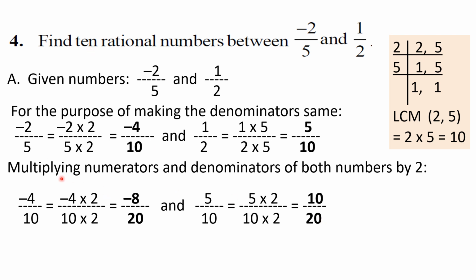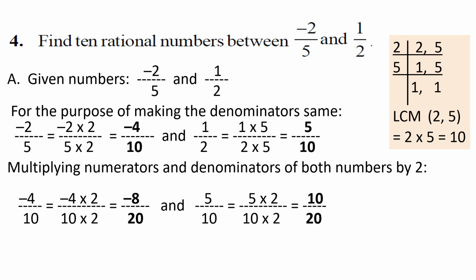So what I do is, I multiply these two numbers again by 2, multiplying numerators and denominators of both numbers by 2. So minus 4 into 2, 10 into 2, it becomes minus 8 by 20, and 5 by 10 becomes 10 by 20. Now you see what's the difference? 10 minus -8 becomes 10 plus 8, 18. This number is far greater than the number required, that is 11. So I can easily find 10 numbers between these two numbers.